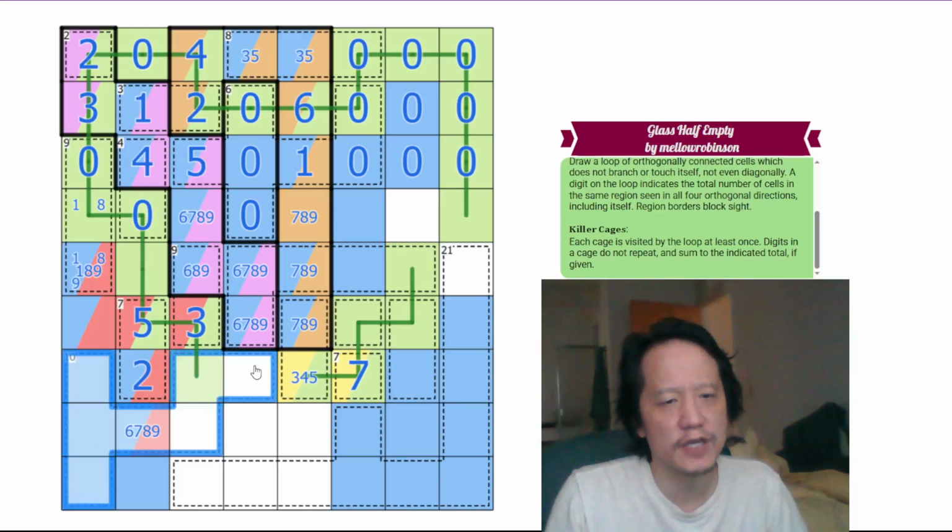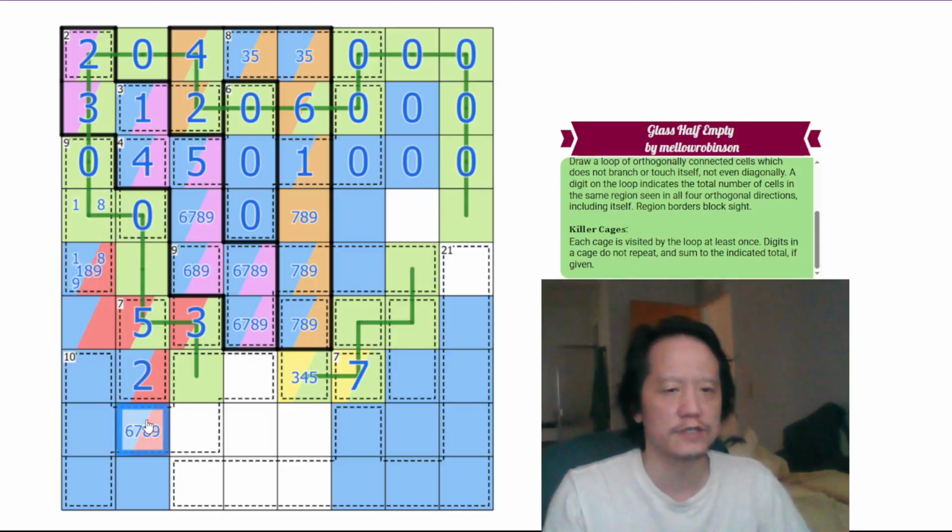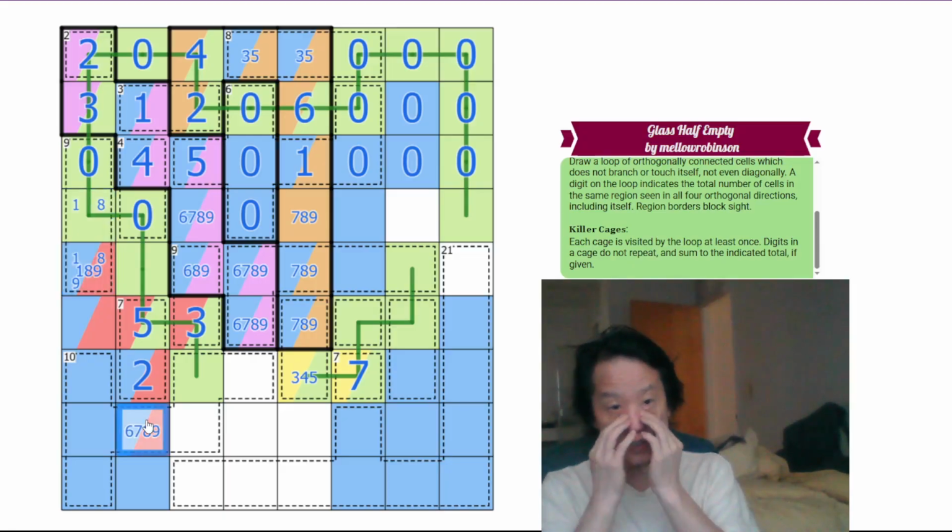Can you ever have 10 added together? It would be 4 and 6 or 1 and 9. But 1 and 9 can never be this pair here because we know this is either 9 or it's a 1-8 pair here. So it would have to be 4 and 6 in this 10 cage.